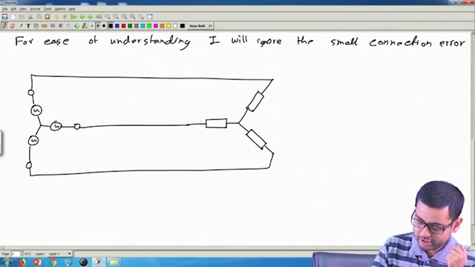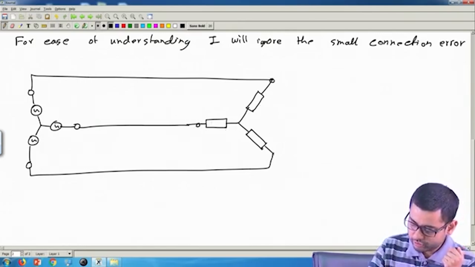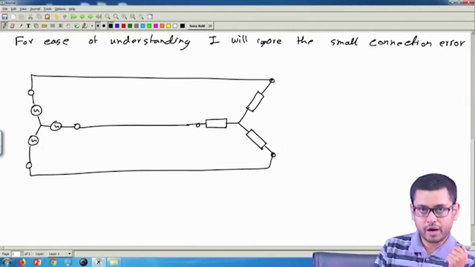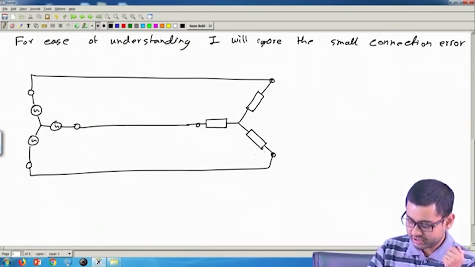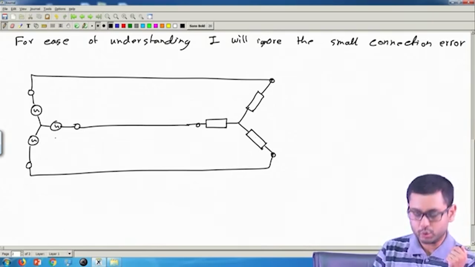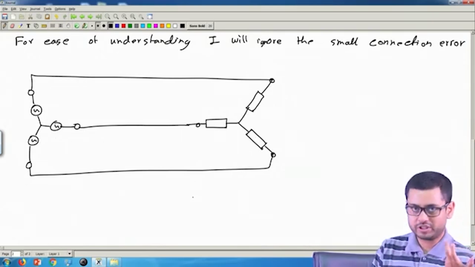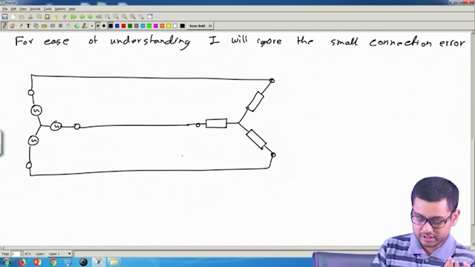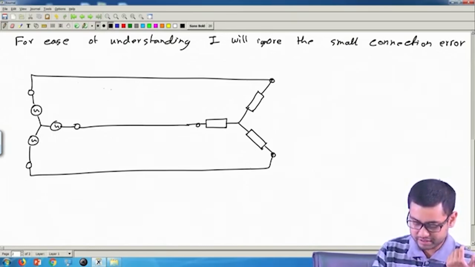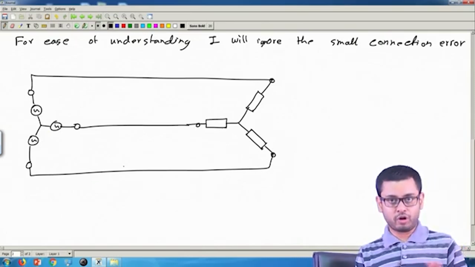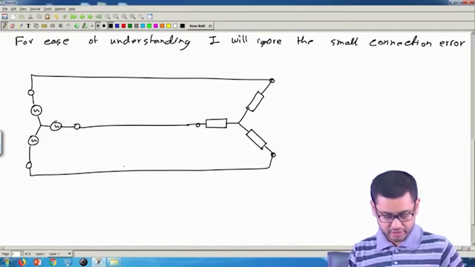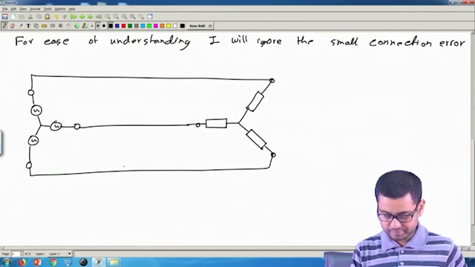And this is a 3-phase load. Now, we want to measure the power consumed either by this load or supplied by the source, which will be approximately equal if we ignored the small losses elsewhere in the line, in the meters that we will connect. So, we will ignore those small losses. Okay. For now, we will ignore.